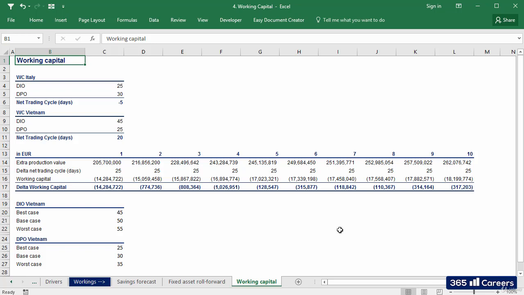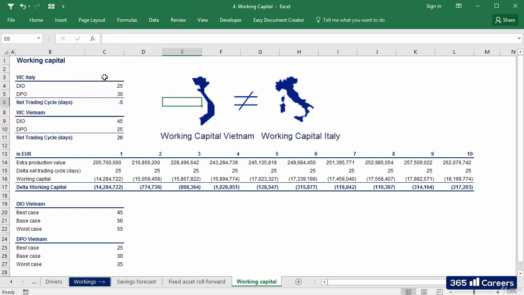In this sheet, we'll calculate the impact of working capital. This is necessary because we must consider the fact that the two plants will probably require a different amount of working capital invested. That's something your operations team firmly believes, and you are confident they are right.